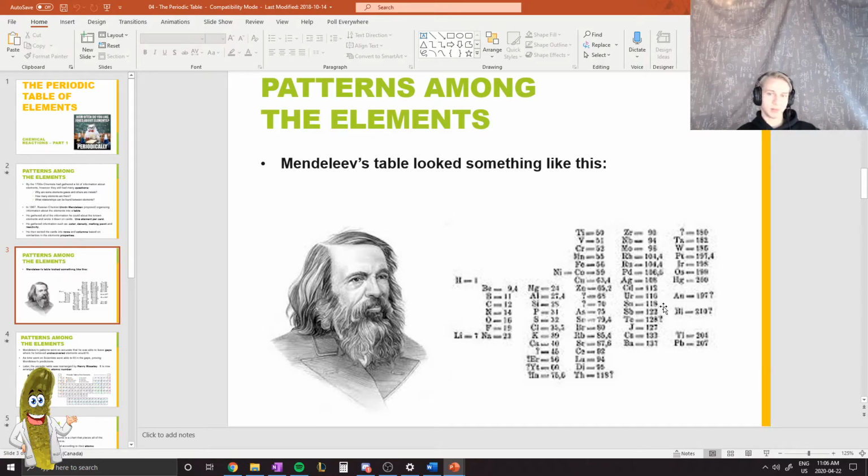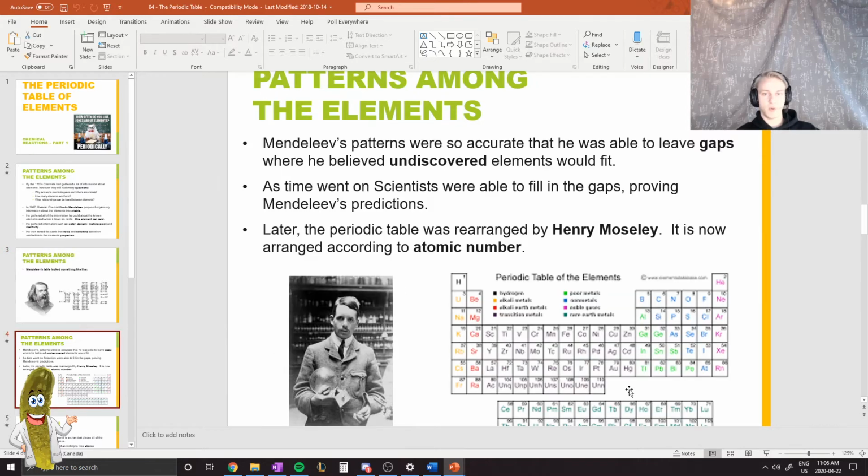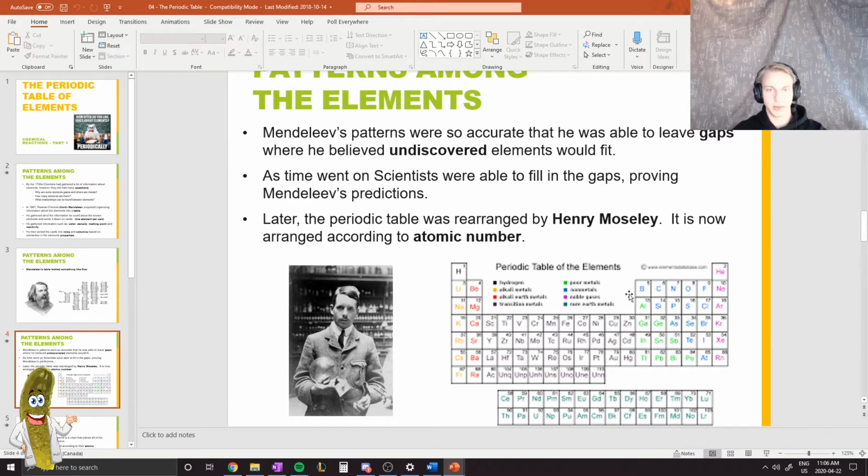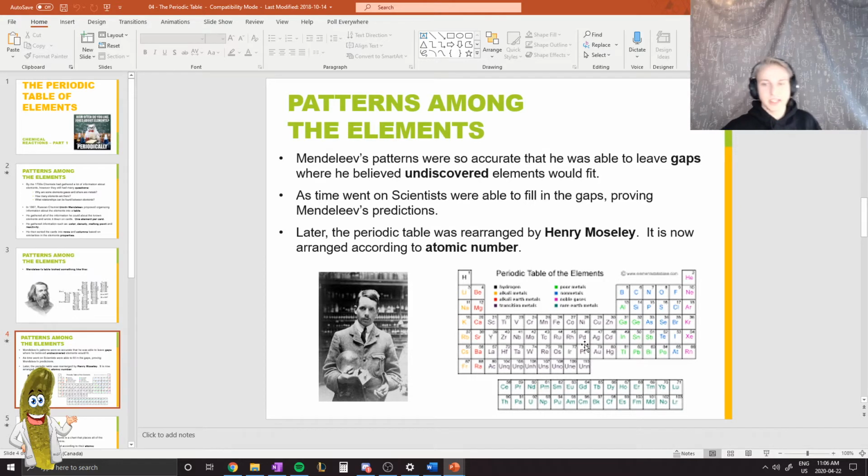It was not a terrible starting point. A lot of the elements that are related to each other, we later discovered, are in fact a lot more similar than even what Mendeleev had thought. And so we ended up getting this final periodic table. Henry Moseley was the one that arranged it in this manner. This is the huge periodic table that you see in my classroom, hanging up by the window. This is the best known way of organizing the periodic table of elements.